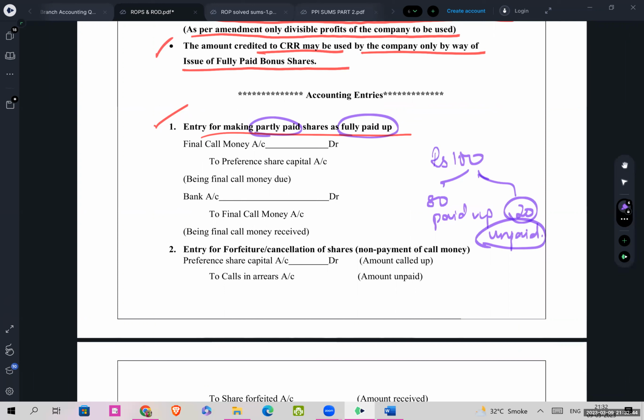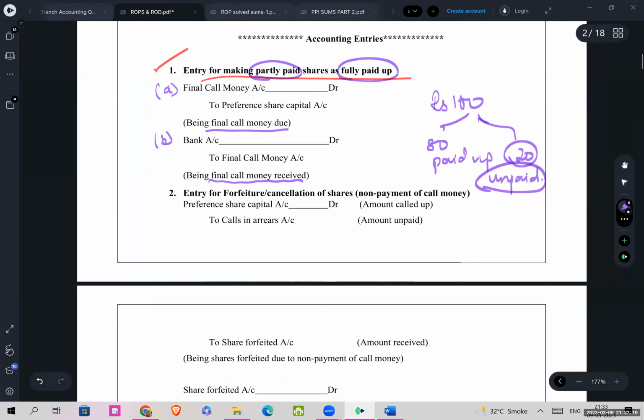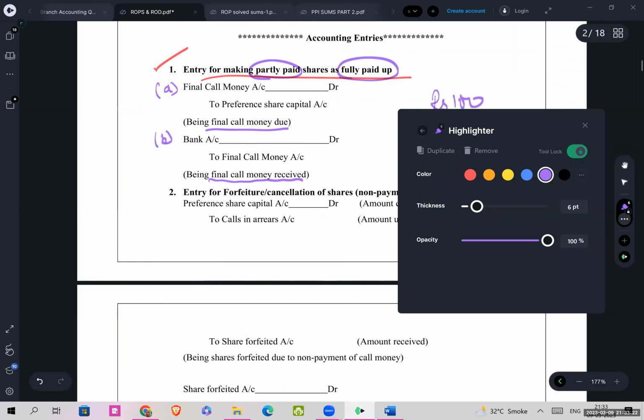So the first entry will be call money due: final call money account debit to preference share capital. और जैसे कॉल मनी ड्यू होता है, मतलब आप अपने प्रेफरेंस शेयर होल्डर से पैसा मांग रहे हो, 20 रुपया जो अनपेड है उसे आप मांग रहे हो, तो that is called final call money. You are demanding 20 rupees and then you will receive that money. The final call money received: the journal entry will be cash bank account debit to final call money account. So I hope the first step is clear to everyone. Moving on to the next one.